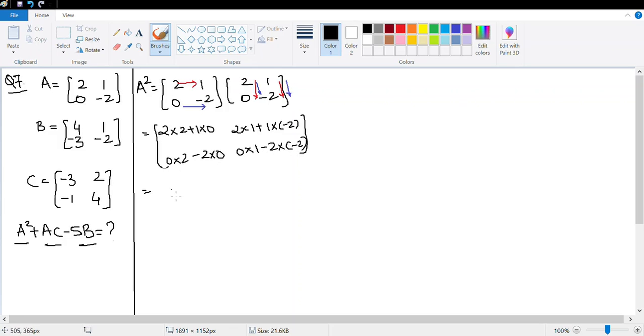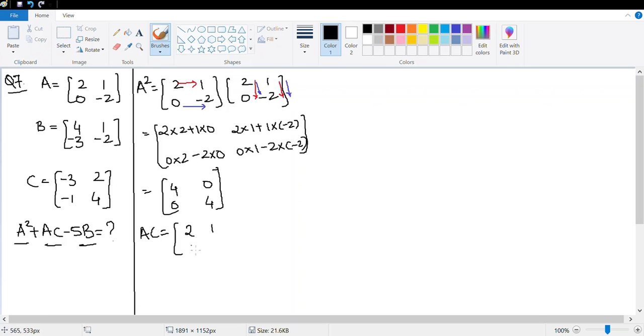So this will become 4. This is 2 minus 2, which means 0. This is 0 and 0, and this is 0 plus 4. So that's 4. So this gives me the value of A square. Next, what we need to calculate is AC. So let's try and calculate AC.